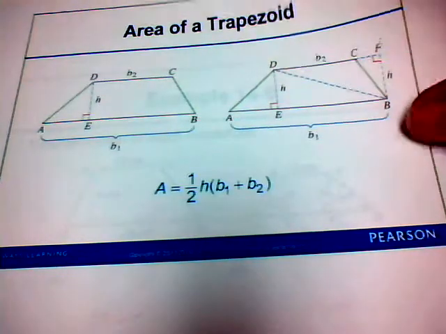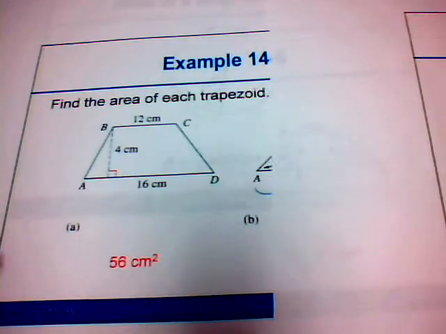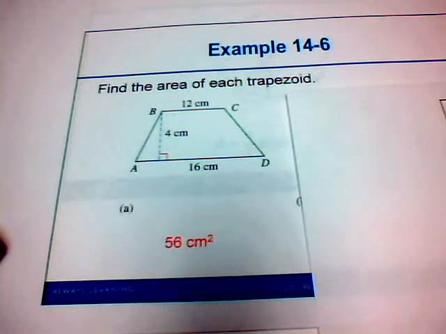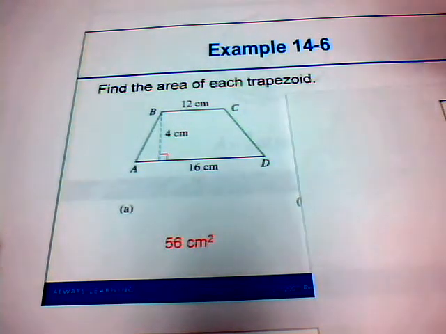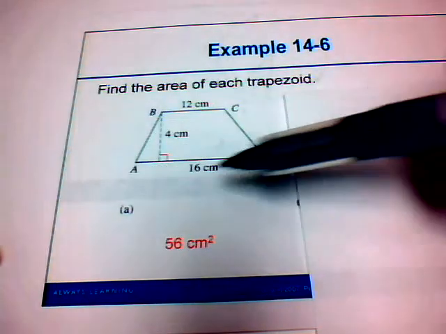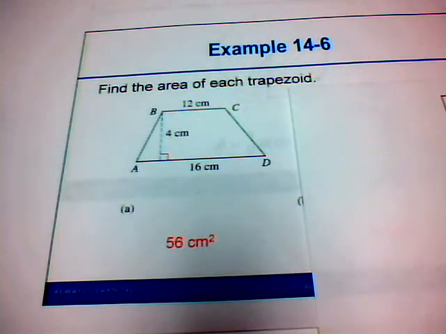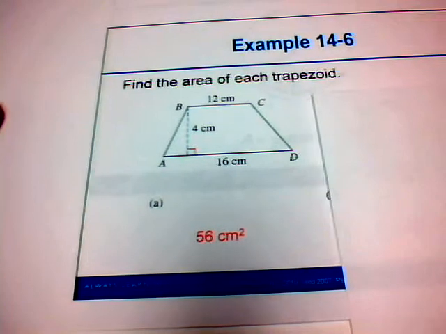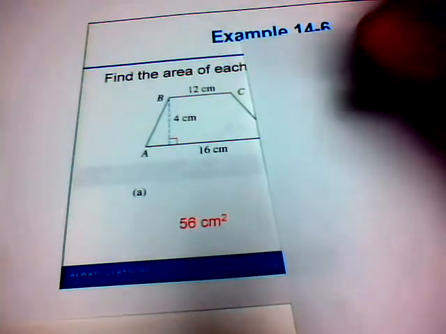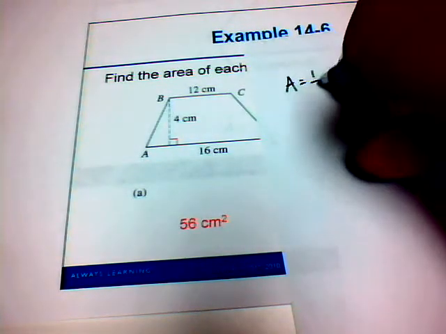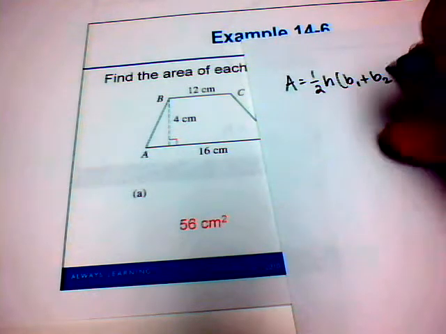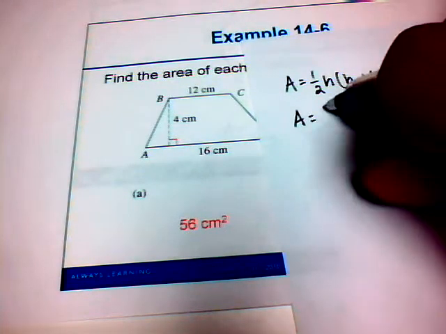And here's an example of this one. Okay, now I'm only going to look at just this one right here. Here I want to find the area of this trapezoid. Here I'm given a height of 4 centimeters. My two bases are given 12 centimeters and 16 centimeters. So in this case here, we're going to find the area using this formula, 1/2 the height times the sum of the two bases, B1 and B2.